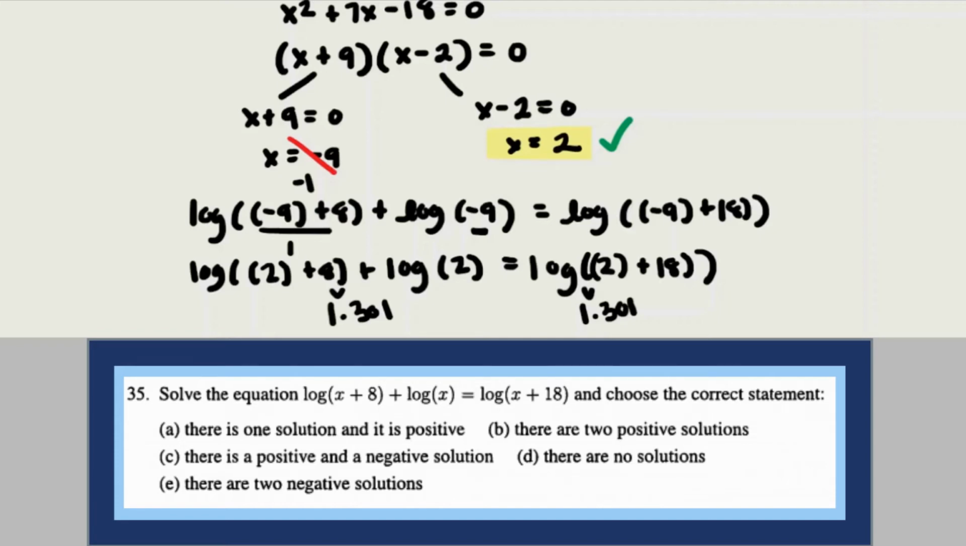Okay, so they basically just want to know if it's a positive or a negative solution. So the answer choice that's going to go with what we got is going to be answer choice A. There is one solution and it's positive. And as you see, 2 is positive. So A will be the answer to number 35. So now we're going to move on to number 36.